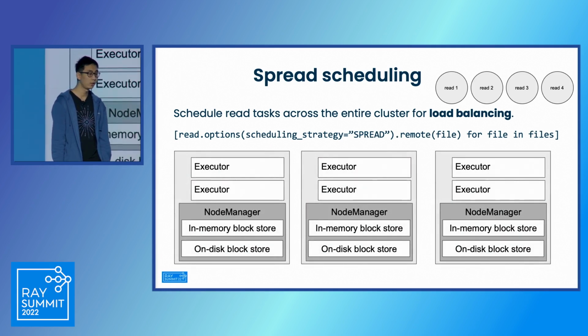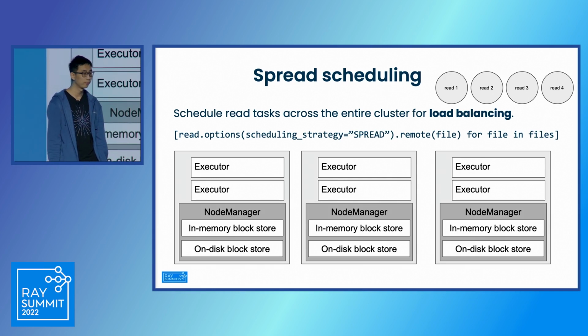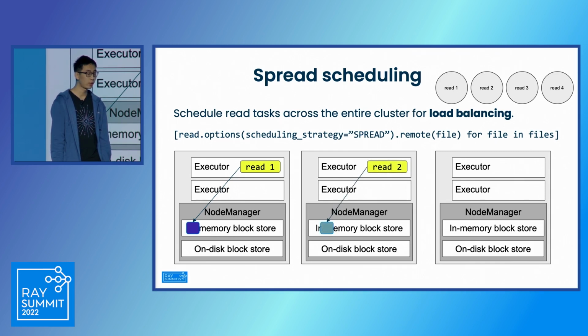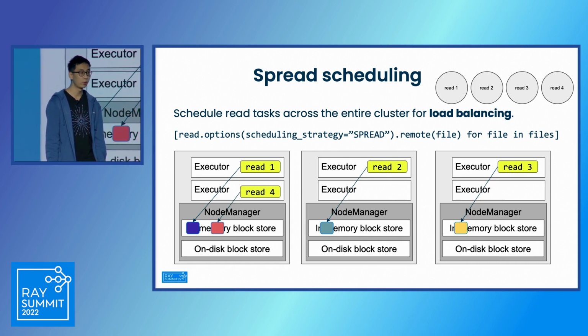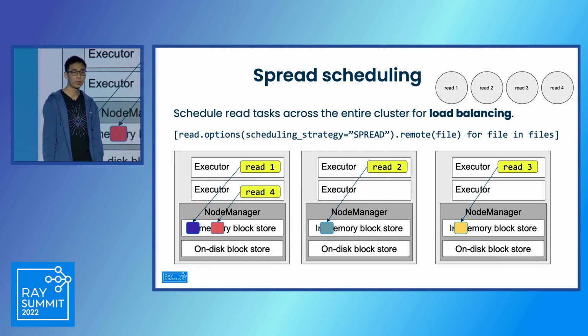Now let's see how these 4 tasks are scheduled in a cluster of 3 nodes with spread scheduling. The first read task will go to the first node, the second read task is scheduled on the second node, and the third task on the third node. The fourth read task goes back to the first node. As you can see, the read tasks are spread among all 3 nodes in a round-robin fashion.